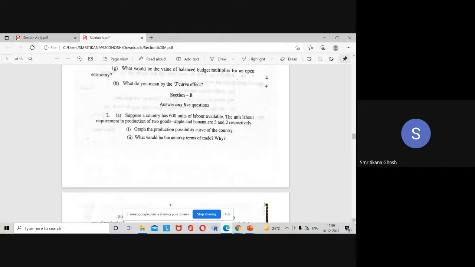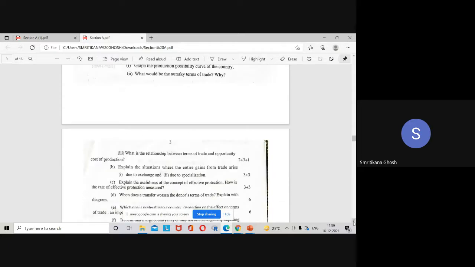Suppose the country has 600 units of labor available. The unit of labor required. Look, this is Ricardo. Only labor. Now, requirement of production: two goods, apple and banana, 2 and 3 respectively. Graph the production possibility. What would be the autarky terms of trade and why? Autarky terms of trade is actually the opportunity cost ratio. Okay.